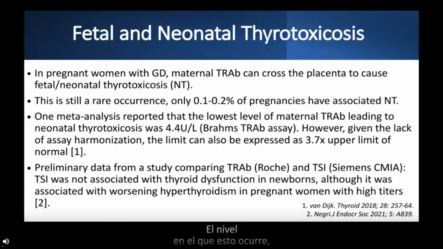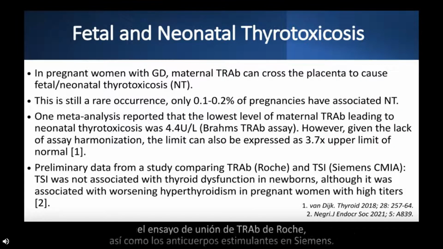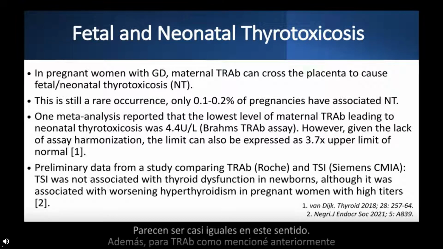The level at which this occurs may be around 5 units on the Brahms assay. The correlation between the binding assay, the TSH binding inhibitory assay of the Roche, as well as the stimulating antibodies of the Siemens, there seem to be about equal in this regard.